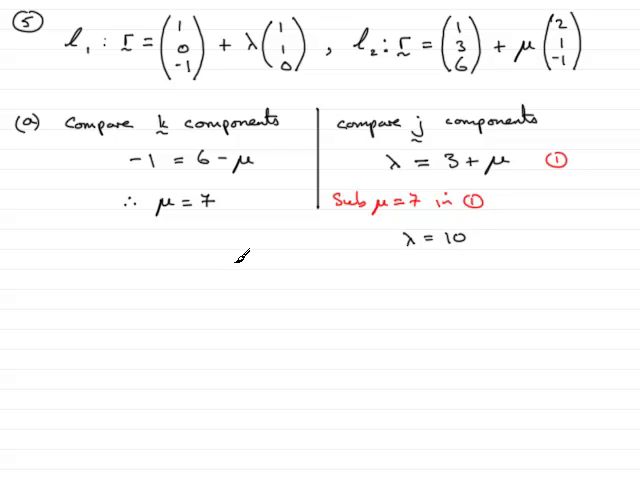Now, this is the crucial part of the solution. I now go to the i component, and check to see whether these values are consistent. If they are, it would mean that the lines intersect. If they're not, then it would mean that the lines are skew, that they do not meet. So what we're going to do is compare then the i components.